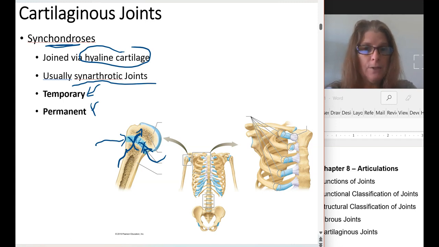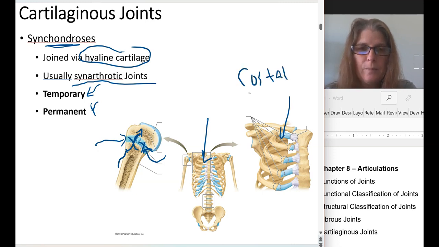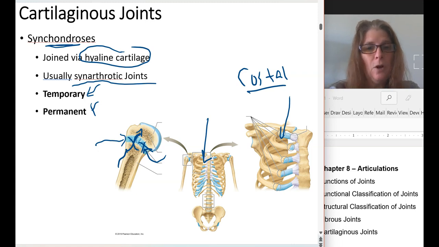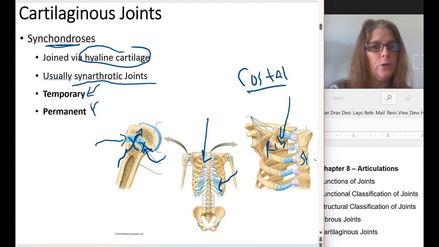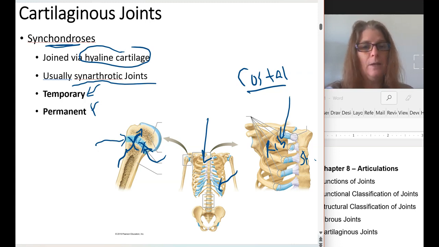Now, permanent ones are in a couple locations. This is, you can see here, and now we've magnified it. This is called your costal cartilage. Cost means rib. So you have hyaline cartilage, and notice that it anchors your ribs to your sternum. Now, this is permanent. This is in your whole body. You can see, by the way, cartilage is usually colored light blue in diagrams, and sometimes they color it that way on the models, not always. So this is a permanent synchondrosis because it's costal cartilage for where it's located, because it joins the ribs to the sternum, and that's there your whole life.